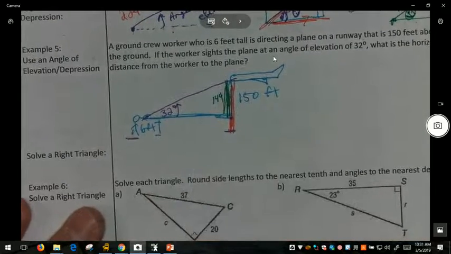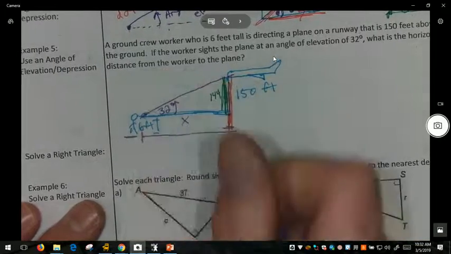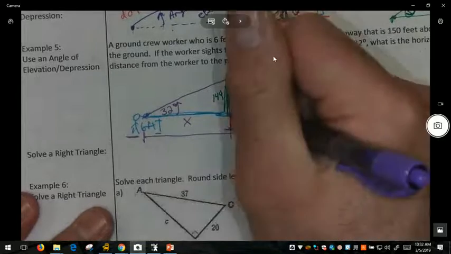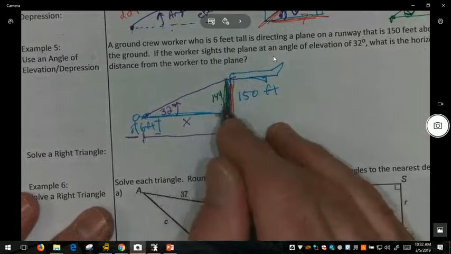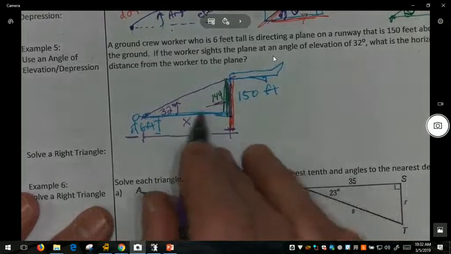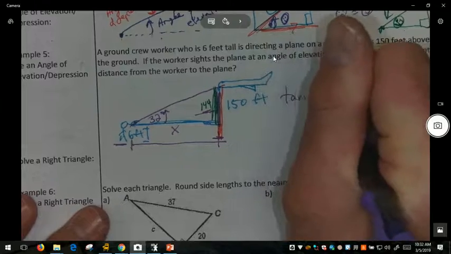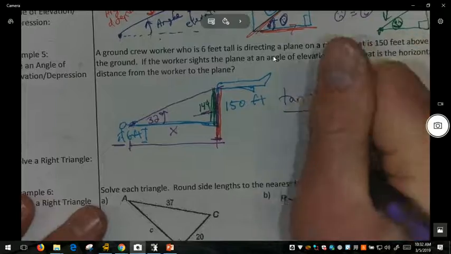So we have this triangle, and we are asked to find the horizontal distance from this person to where the plane is currently above the ground. So we're finding this distance. Well, with respect to our 32-degree angle, the 144 feet from the sight line to the top up to the plane is the opposite side, and the horizontal distance is the adjacent. So we're going to use tangent. Tangent of 32 degrees equals 144 feet over x.